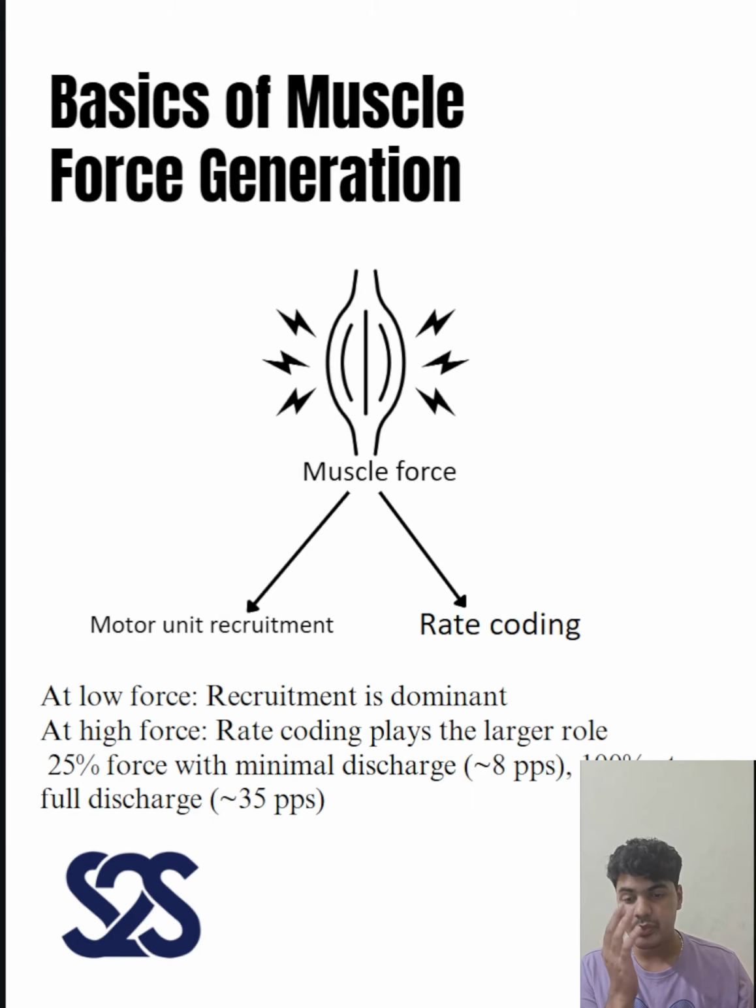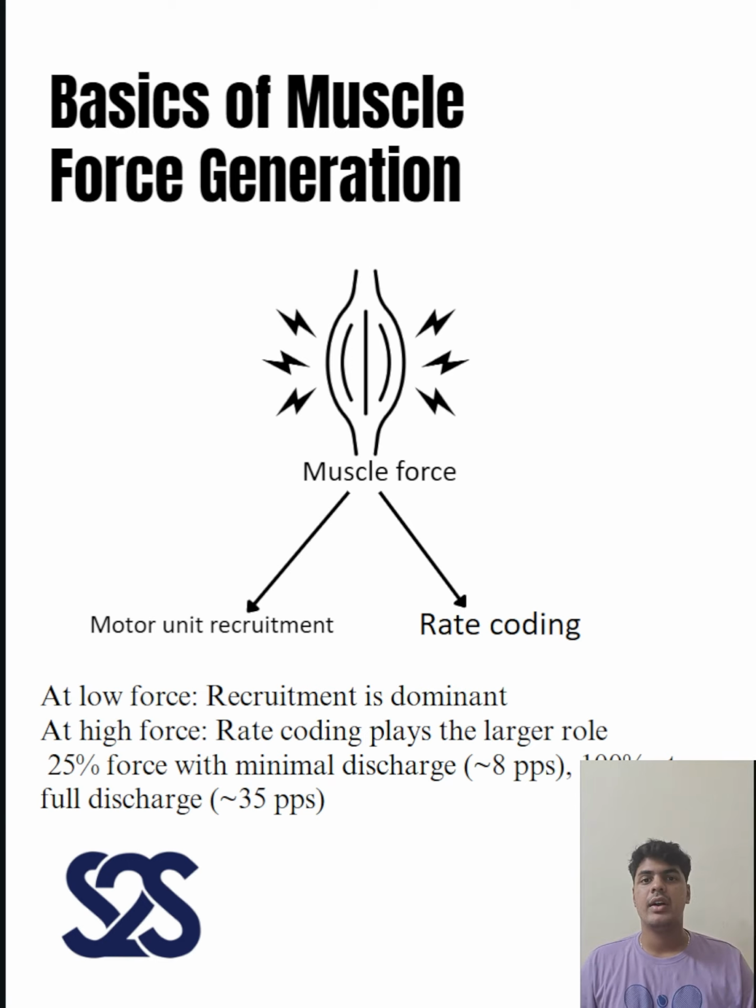Okay. Now, at low forces, where you're doing minor tasks or the muscle force required is very low, the recruitment is what is dominant. That means for a small task to happen, a larger number of motor units are recruited. The rate coding is very slow, but at the same time motor unit recruitment is higher, so that the required muscle force is produced.